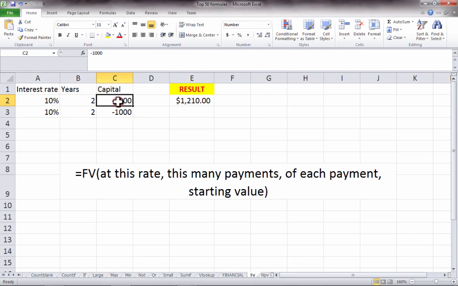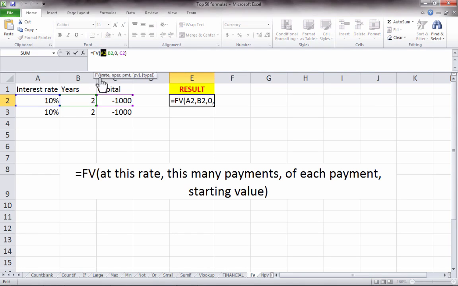Okay, and then you deposited, let's say, $1,000, and you placed it for 2 years. So FV, or the future value formula, can do it for you. So what we're specifying over here, first one is the rate, so that's 10%. Next is B2, how many payments, or what's the duration? So we're saying here is 2 years, which is why we're passing 2 over here.